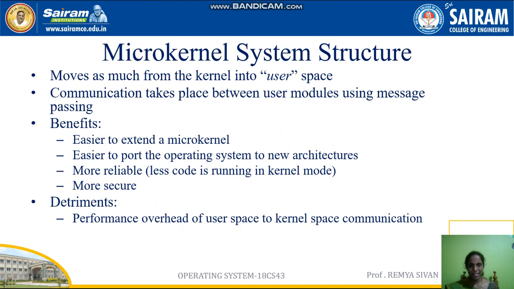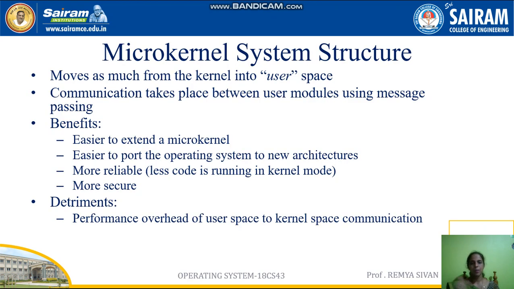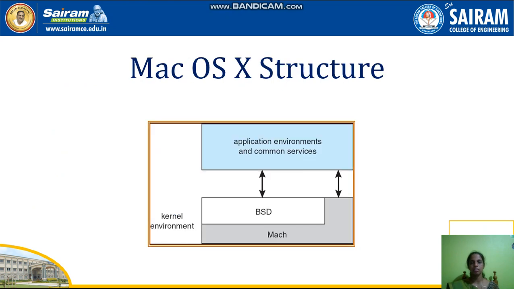And the next one is the microkernel system structure. In the microkernel system structure, non-essential services are removed from the kernel, and the removed part is known as user space. Communication takes place between the user modules using a message passing system. The benefits of using the microkernel system structure are that it is easier to extend a microkernel, easier to port the operating system to new architectures, and more reliable and more secure. The detriment is the performance overhead of user space to kernel space communication. How to communicate from user space to kernel space, that is the one drawback.